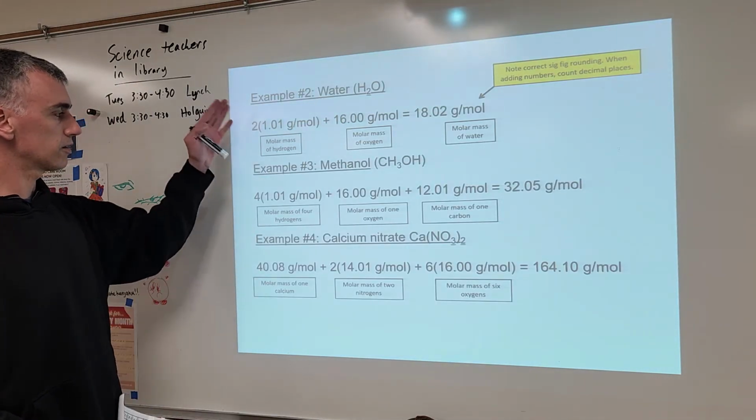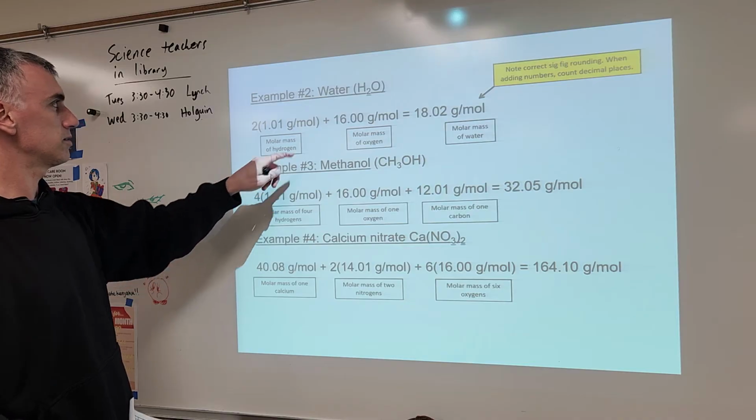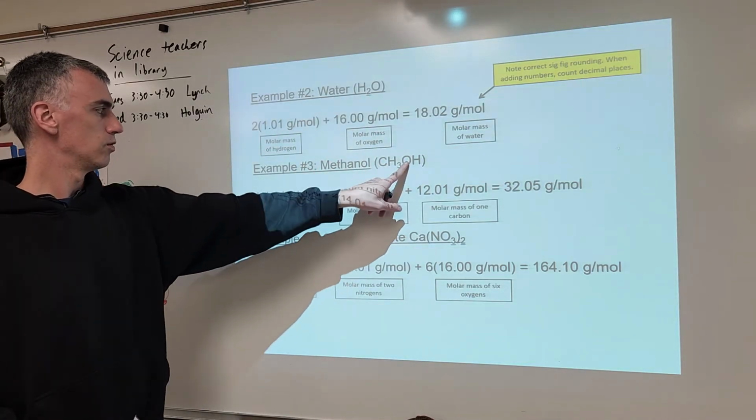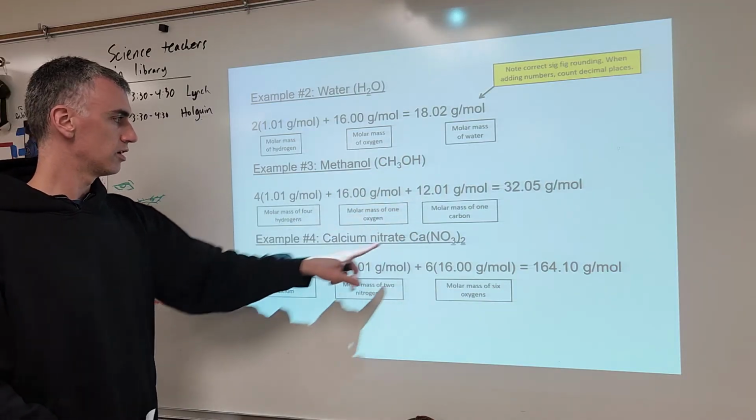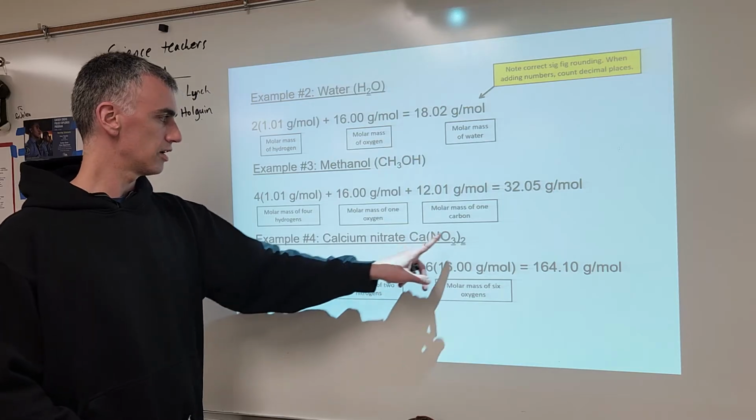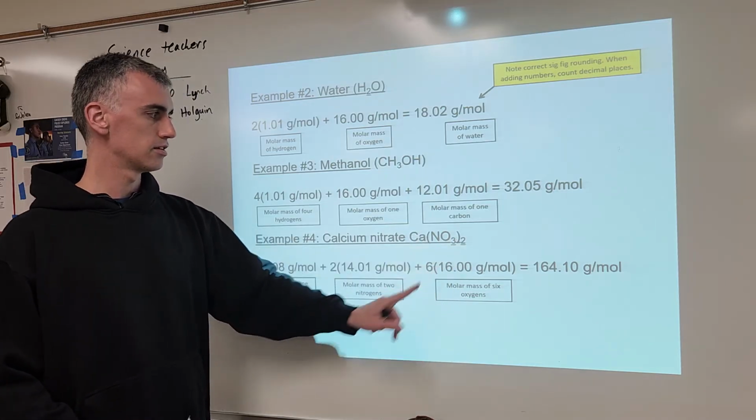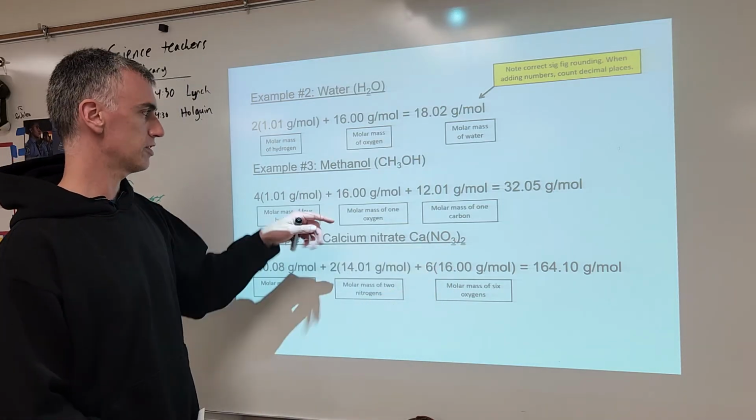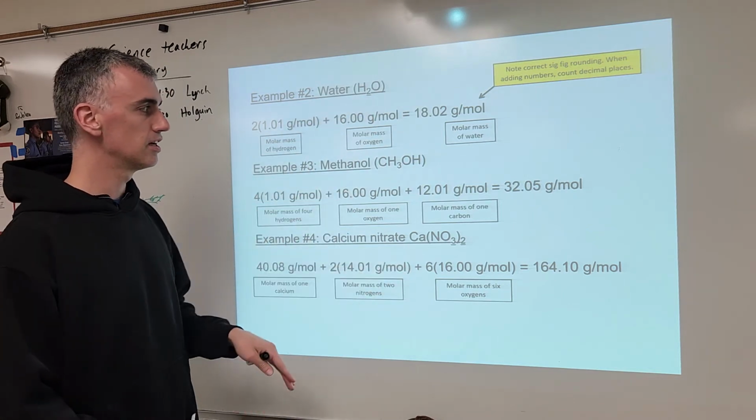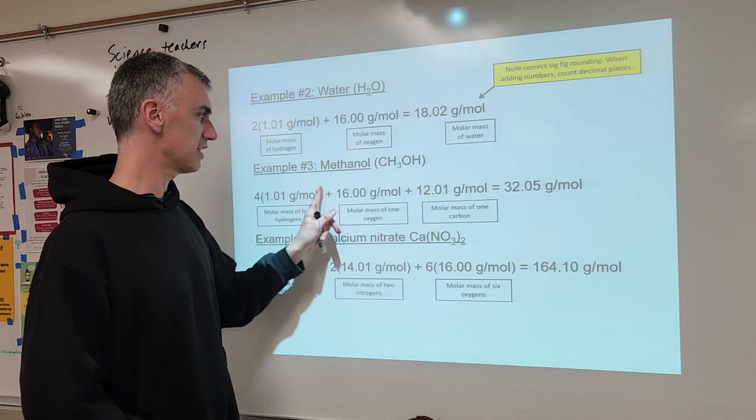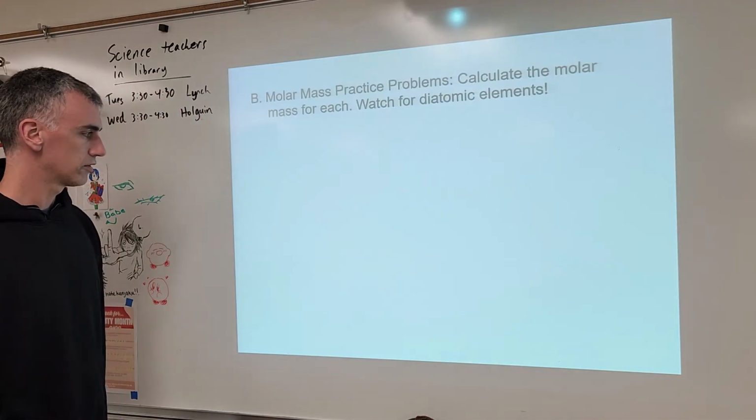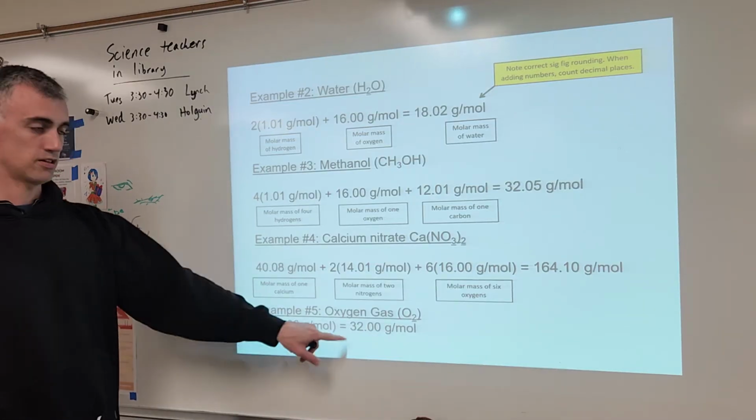Now here are other compounds that are the same deal, okay? 2 hydrogens, 1 oxygen; 4 hydrogens, 1 oxygen, 1 carbon; or 1 calcium, 2 nitrogens, and 6 oxygens. Add them all together, or I should say we'll add for the water, or add for the methanol, or add for the calcium nitrate, and we leave it rounded to the hundredths place in each of these particular cases. Same for oxygen gas, hundredths place, hundredths place.